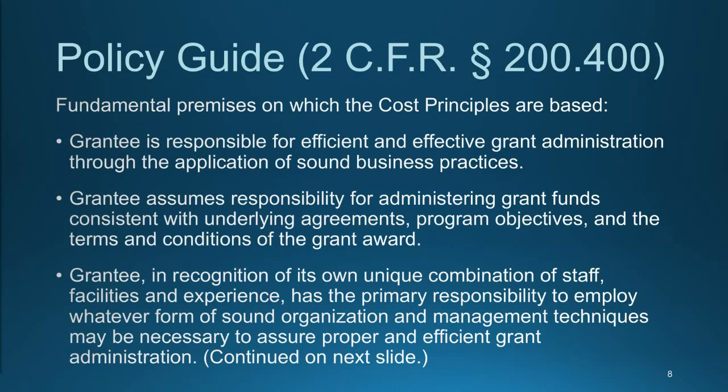The second bullet there relates to the compliance requirements, that everybody has to comply with those. The third bullet is interesting, in that it recognizes that every grantee, every subrecipient, every grant recipient has its own unique combination of staff and facilities. Everybody does things a little bit their own way and has their own unique structures for doing things. And so it's recognizing that.